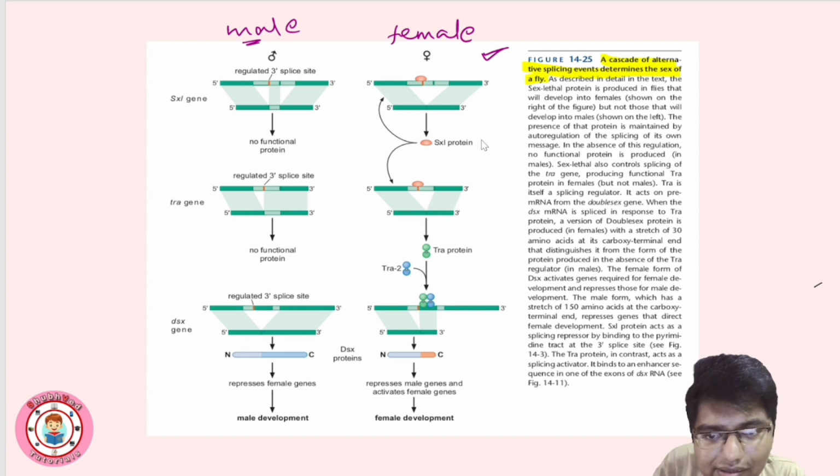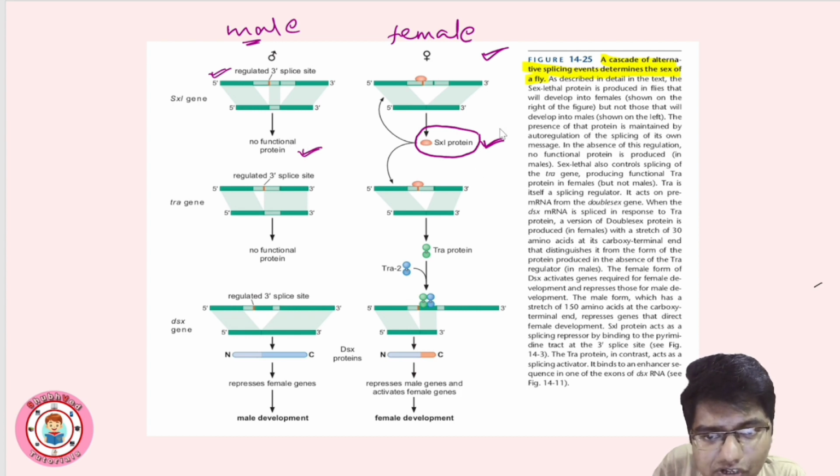SXL protein. See, SXL protein is getting synthesized by the process of transcription and translation, right? And this SXL protein is basically a regulator. We can see here a splicing regulator. See, this is a regulated 3' splice site. In the male case, there is no functional protein. SXL protein, sex lethal. Sex lethal gene and sex lethal protein it is known as. So in the male, the protein is not synthesized.